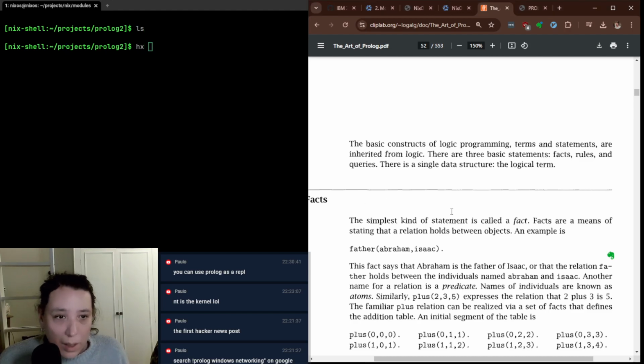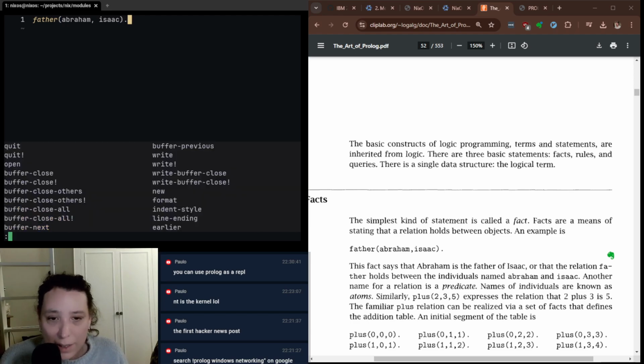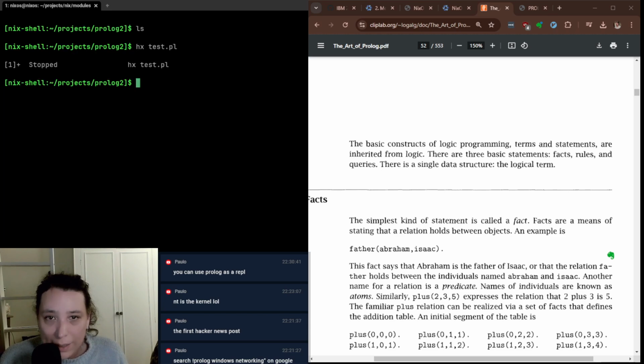Let's try adding it into a file and seeing if this works. We'll say test.pl for Prolog, and we'll just say father(abraham, isaac). And now we try swipl, right?